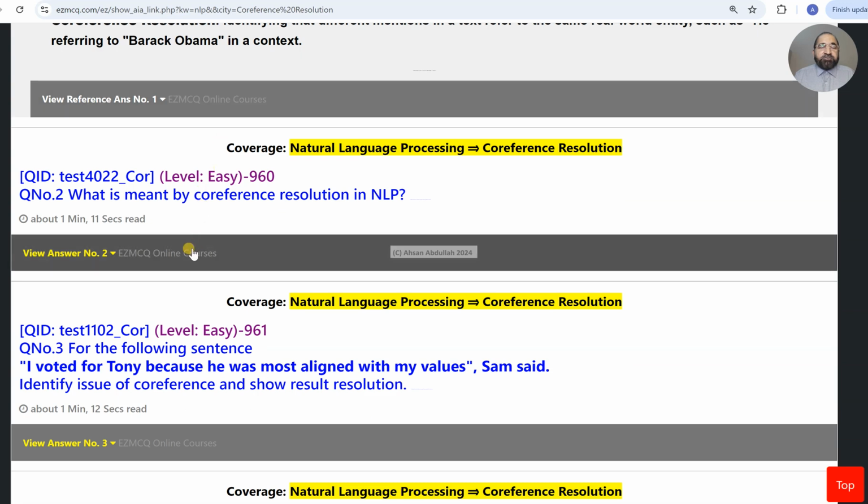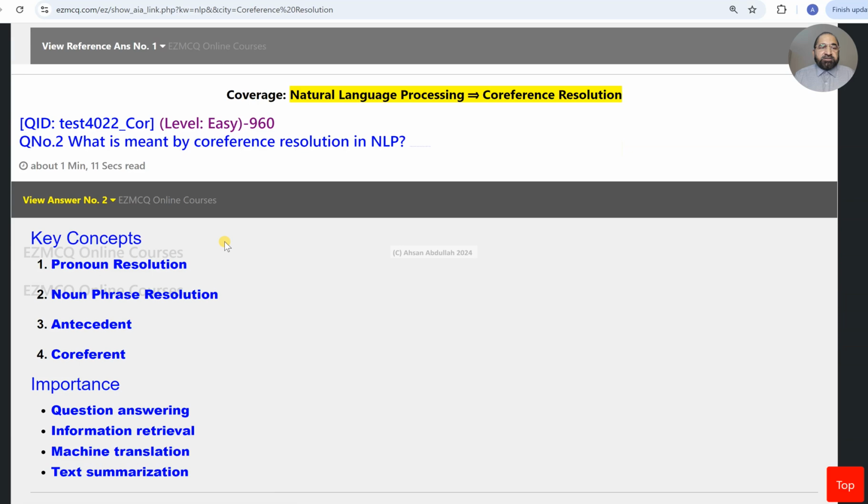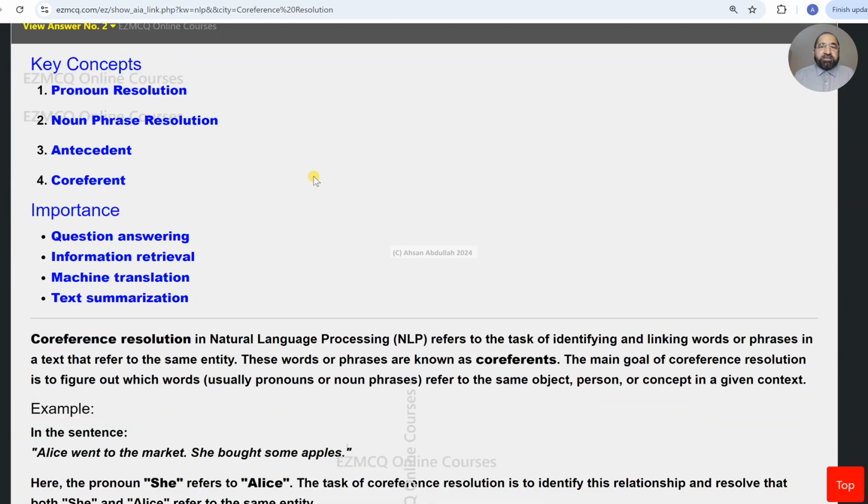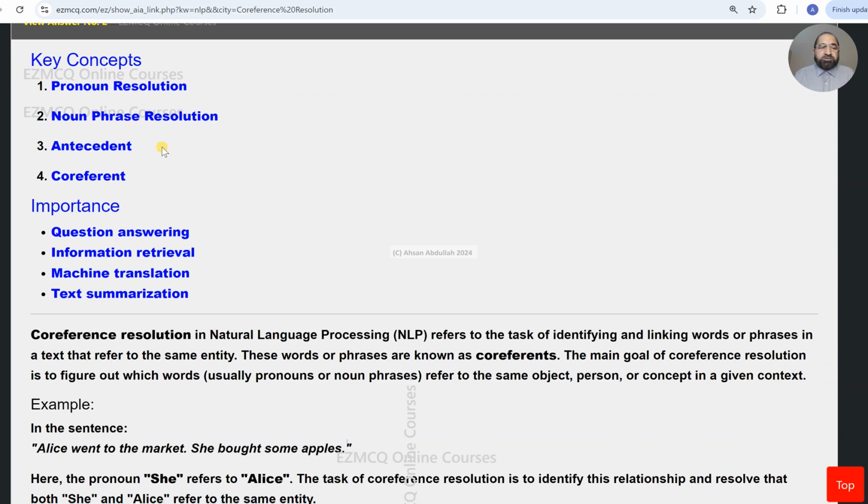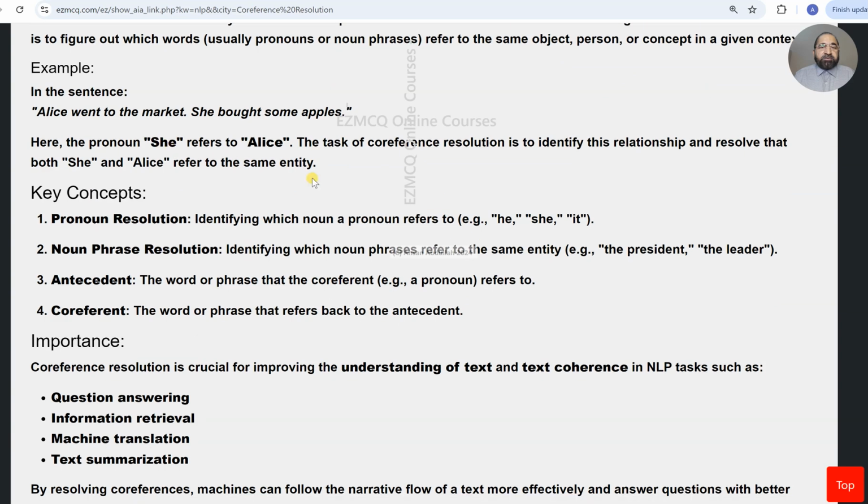So what is meant by co-reference resolution in natural language processing? In natural language processing, it is pronoun resolution, which pronoun means what, and noun phrase resolution. Let me give you an example. Alice went to the market. She bought some apples. Now she here means Alice. So this is co-reference resolution.